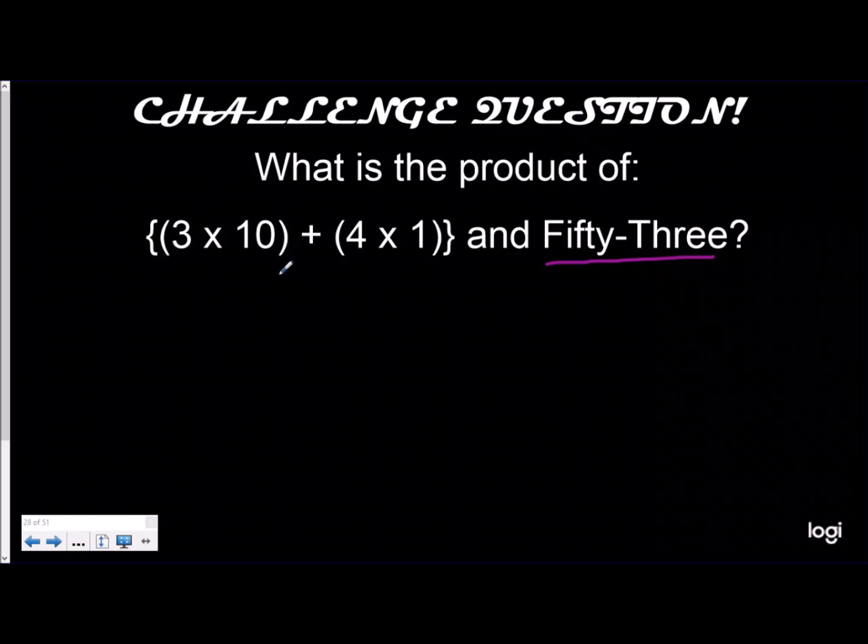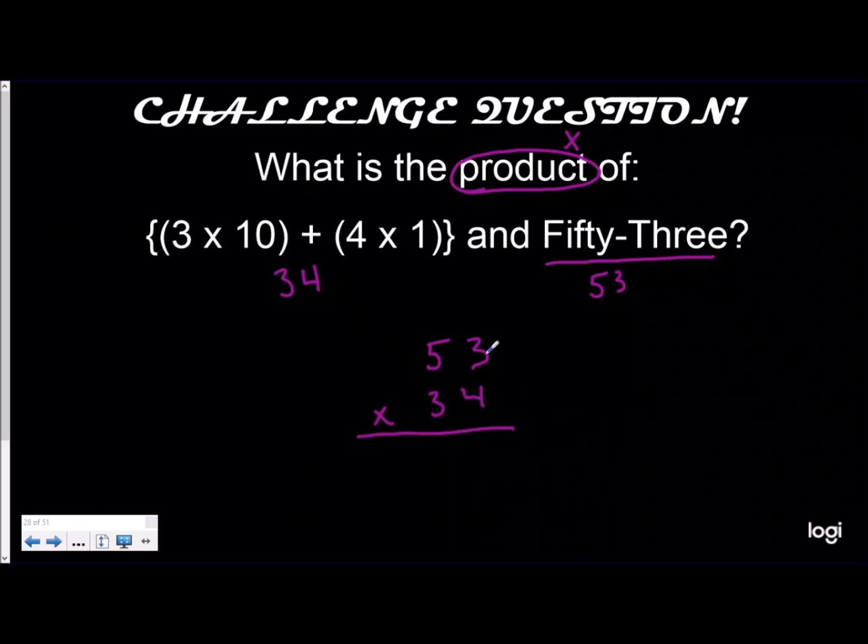So hopefully for this number you figured out you have a 3 in the tens place and a 4 in the ones place, and this number is just 53. So now we just want to find the product, right, which means the answer to a multiplication problem. I'm going to put the bigger number on top using my commutative property, 53 times 34. 4 times 3 is 12. I'm going to regroup my 1. 4 times 5 is 20, plus 1 is 21.